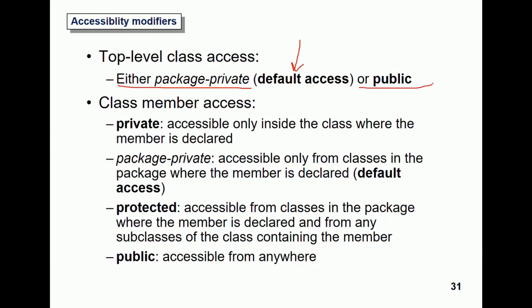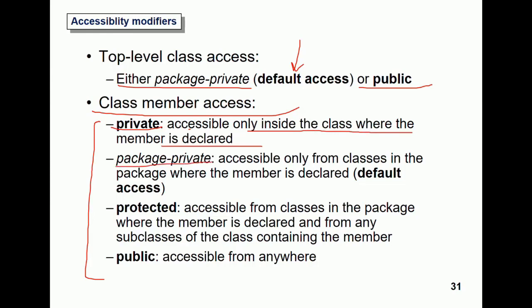Conventionally, you decide: is this a class only for me, in which case it's package private, or is it a class that I intend for the outside world to use, in which case you declare that it's public. Whereas for class member access, you can use any of the accessibility modifiers. You can decide that you want them to be private, which means accessible only inside the class where the member is declared.